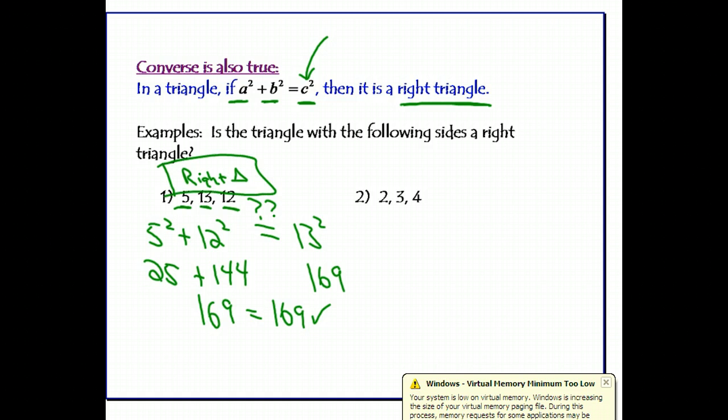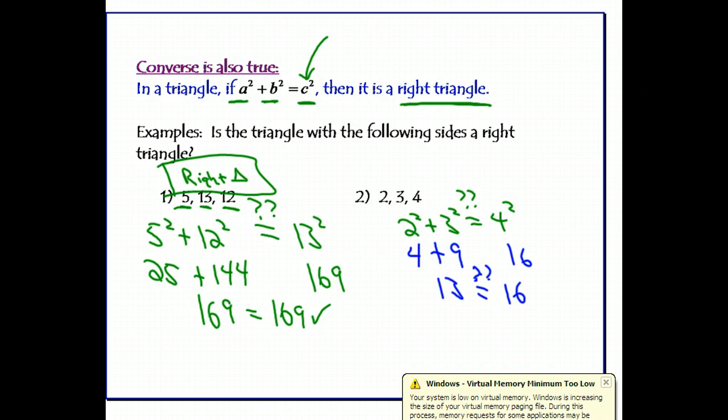All right, let's try it again. 2, 3, 4. We said a 3, 4, 5 is a Pythagorean triple. Is a 2, 3, 4 a Pythagorean triple? I don't know. Let's try it and see. What's 2 squared plus 3 squared? Does that equal 4 squared? Maybe you're doing that in your head. 2 squared is 4. 3 squared is 9. 4 and 9 is 13. Is that going to equal 16? And the answer is no. So guaranteed this one is not a right triangle.